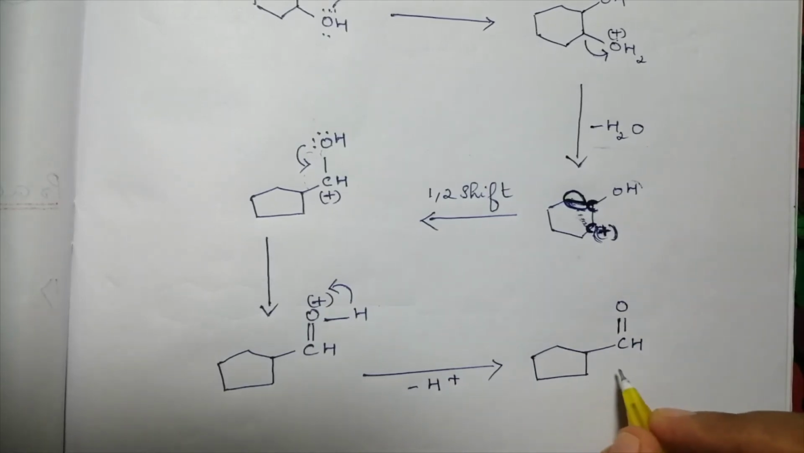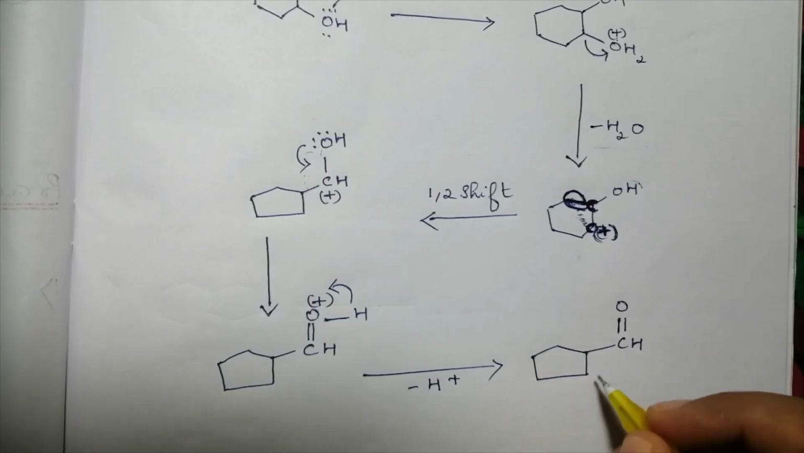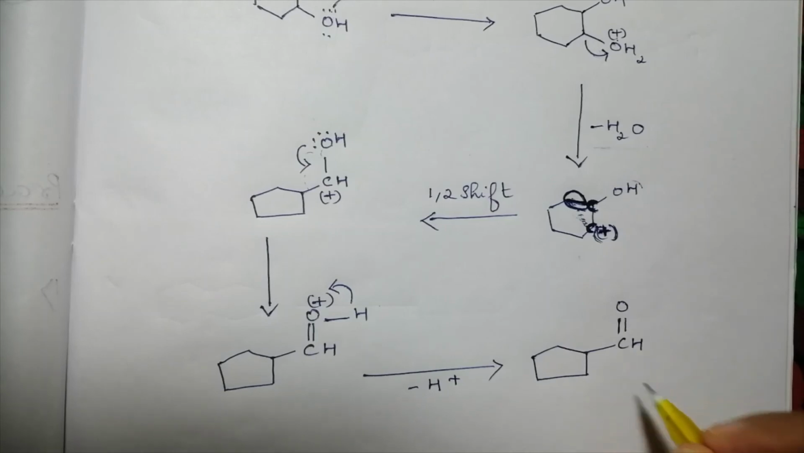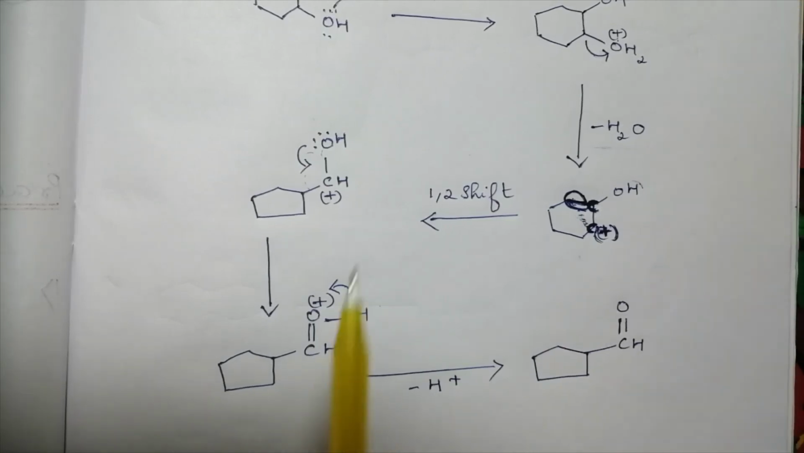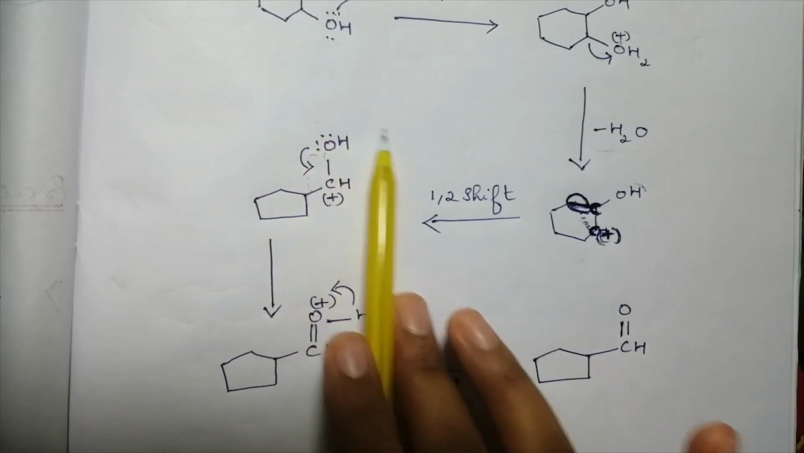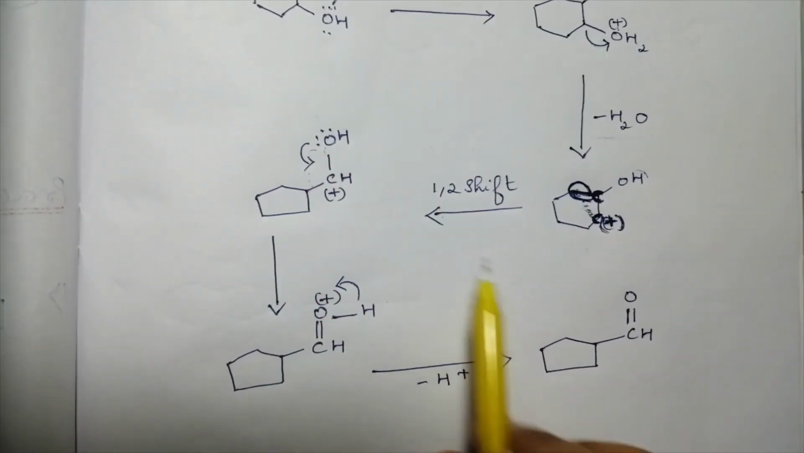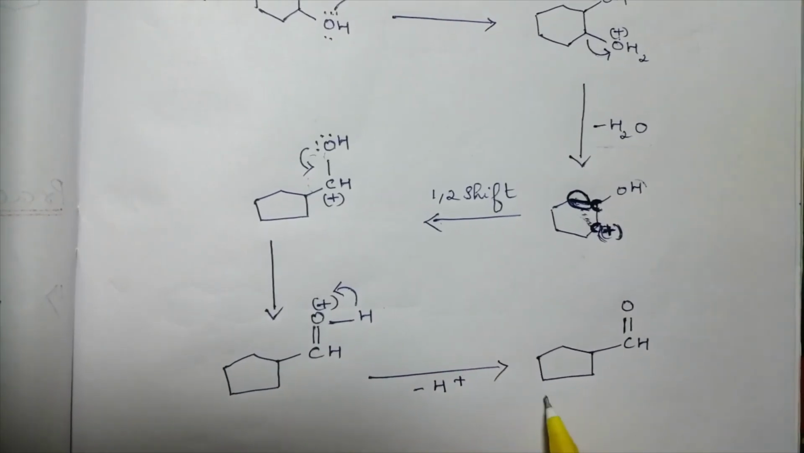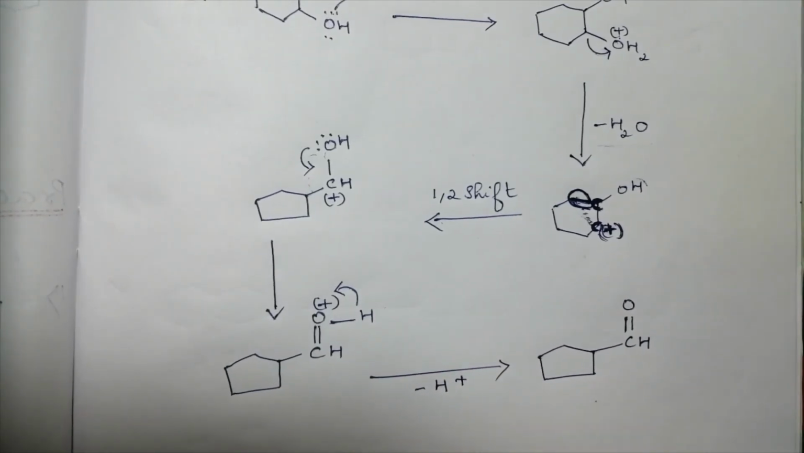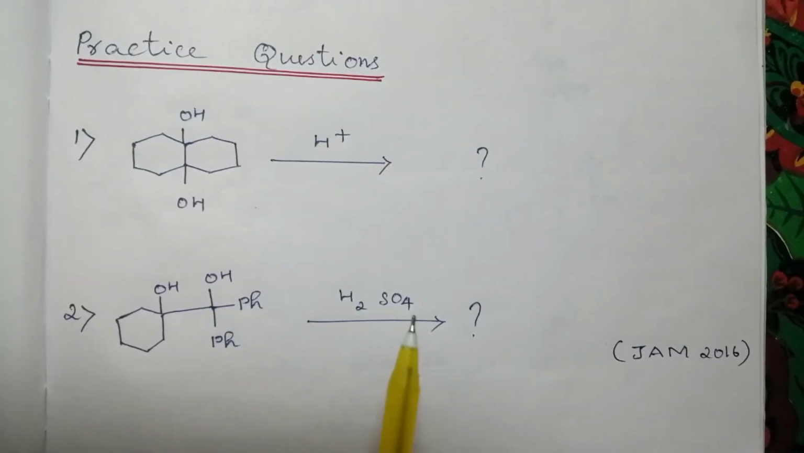So now this is an aldehyde group that we have, a cyclopentane with an aldehyde group as an attachment. From a 6-membered ring, the ring got shrunk as a result of this 1,2 shift, and finally we are getting a 5-membered ring. This is the case of ring structures. Clear? Now, these are two questions that you can practice.